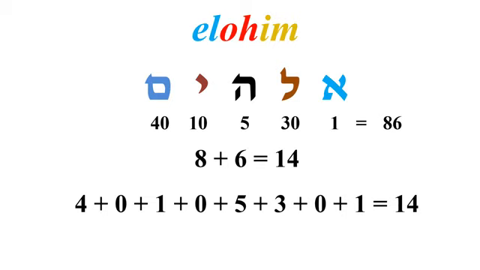8 and 6: if you take the digits of 86, 8 and 6 are 14, divisible by 7. If you take all the digits of the gematria values, 40 is 4 and 0, 10 is 1 and 0, 5, 3 and 0 for 30, and 1, it adds up to 14, all the digits of his title. So my point is, he likes sevens. We could go on all night with just pointing out all the sevens he has hidden in there, but we shan't. But you got the point.